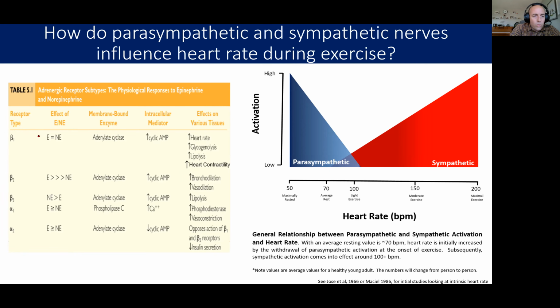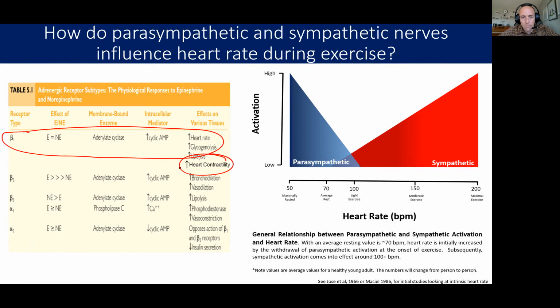You also have these beta 1 receptors that are going to bind to epinephrine and norepinephrine. There are a lot of them in the heart, and they will cause an increase in heart rate and increased contractility, or strength of the heart contraction.